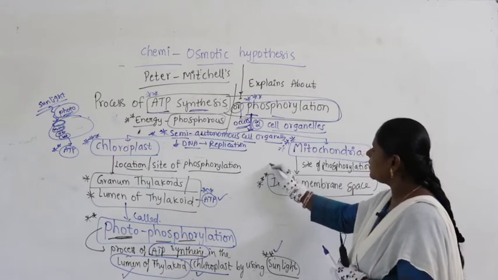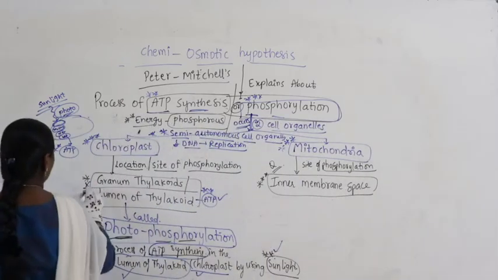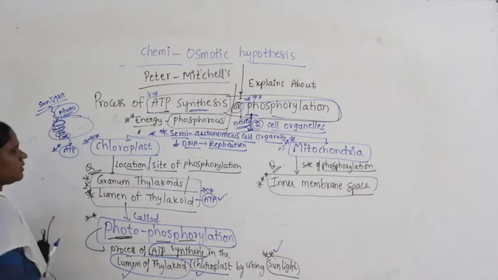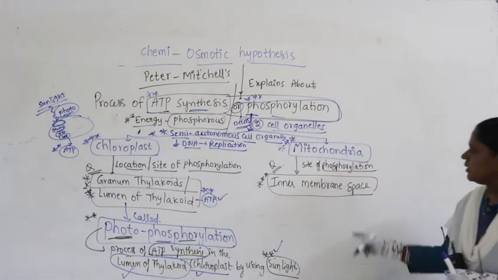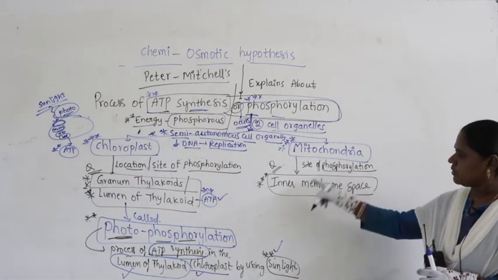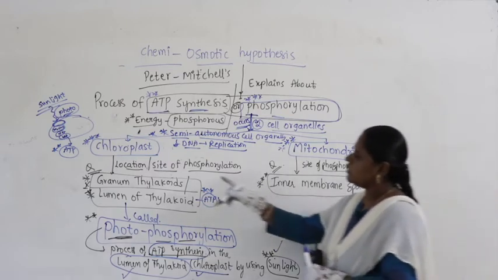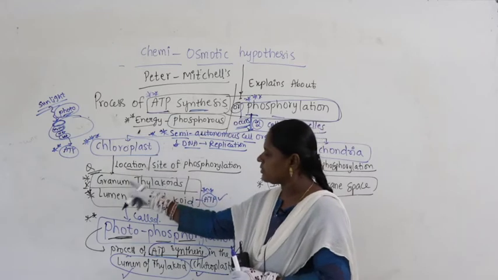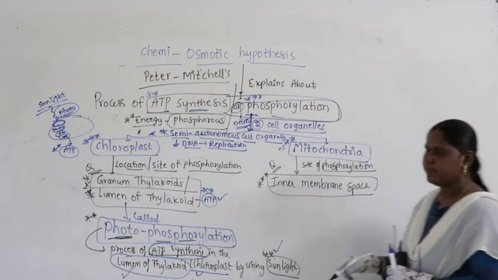Mostly you will get this in the form of a question, and this is also the site or location. People always have confusion with these two parameters. The site of phosphorylation in mitochondria means you have to remember inner membrane space. The site of phosphorylation in chloroplast means you have to take granum thylakoid or lumen of thylakoid.